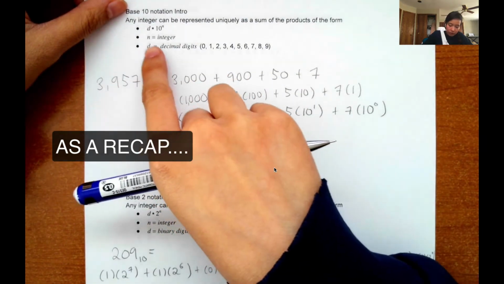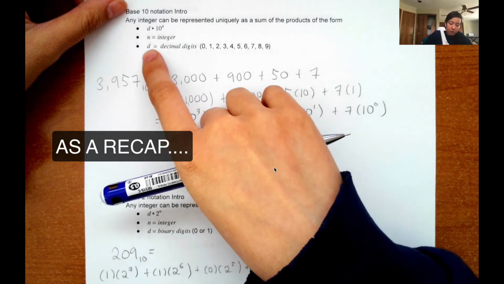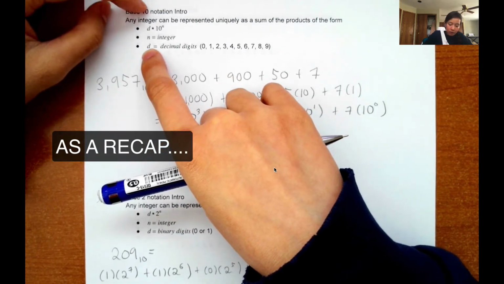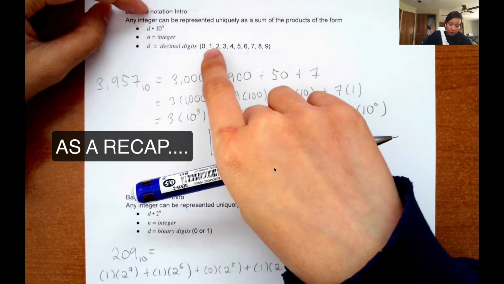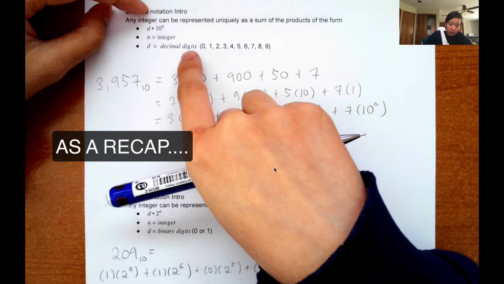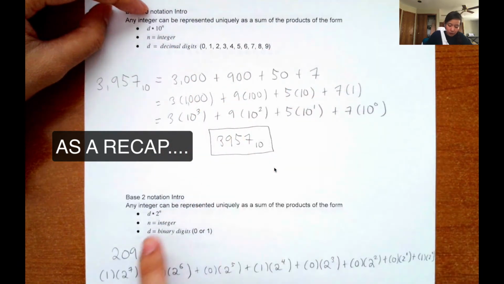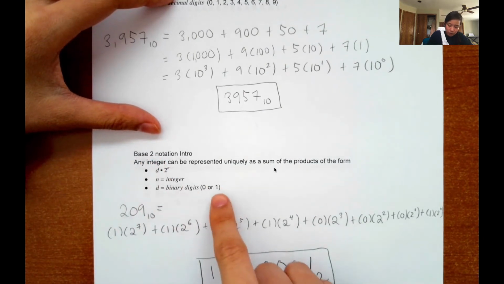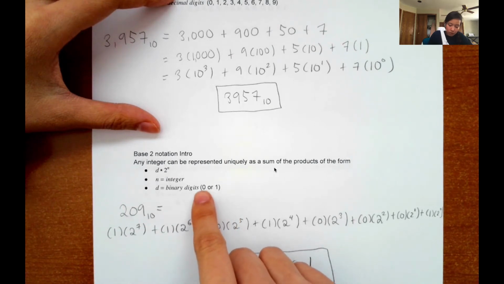And I can know what the possible options of d are by taking 10, subtracting 1, and I know that 10 minus 1 is 9, so the possible decimal digits are 0 through 9. And here, for base 2, I take 2, subtract 1, so 2 minus 1 is 1. So I know the binary digits are from 0 to 1, so just two options, 0 or 1.